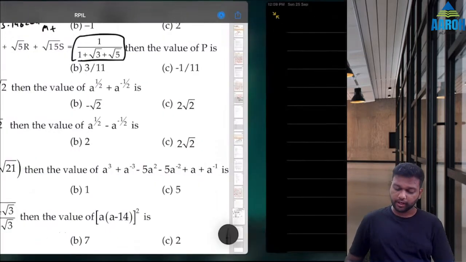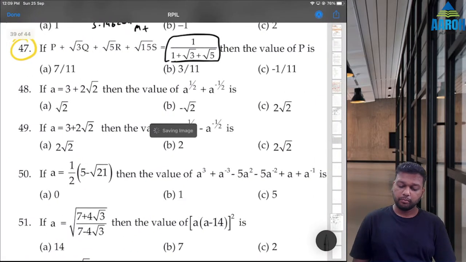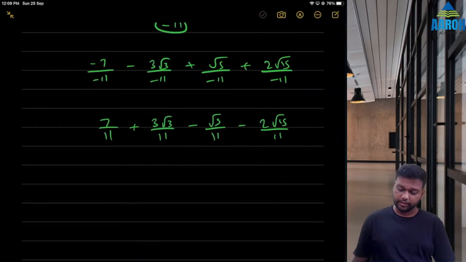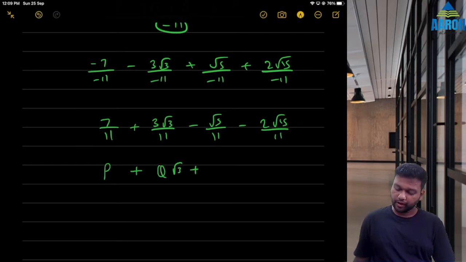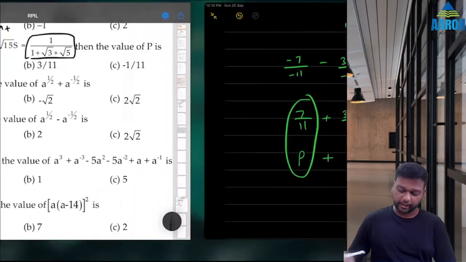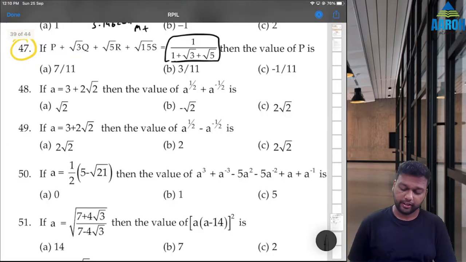And if you observe, our question is P plus root 3Q plus root 5R plus root 15S. So if you observe, now our P is going to be what? 7 by 11. So A is the correct answer. 7 by 11, whatever it is. A is the correct answer.